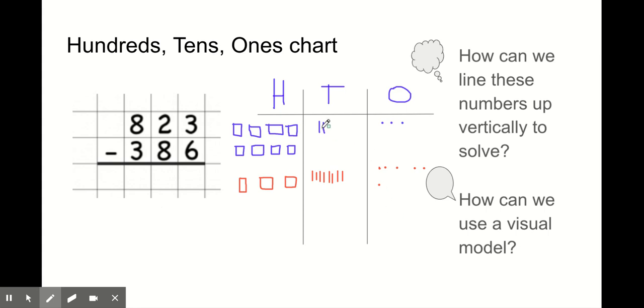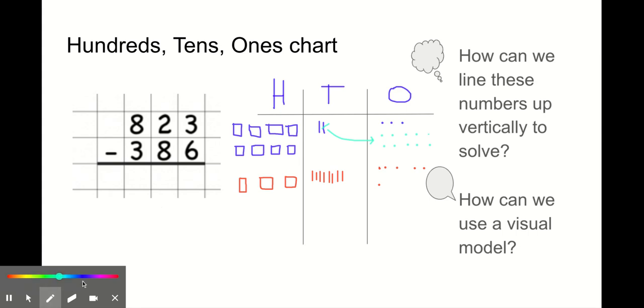I'm going to take a 10 away and move it over to the ones. Now I have 10 more ones, so I'll count them. 1, 2, 3, 4, 5, 6, 7, 8, 9, 10. How many ones do I have? 13 ones. Can I take 6 of those away? I sure can.